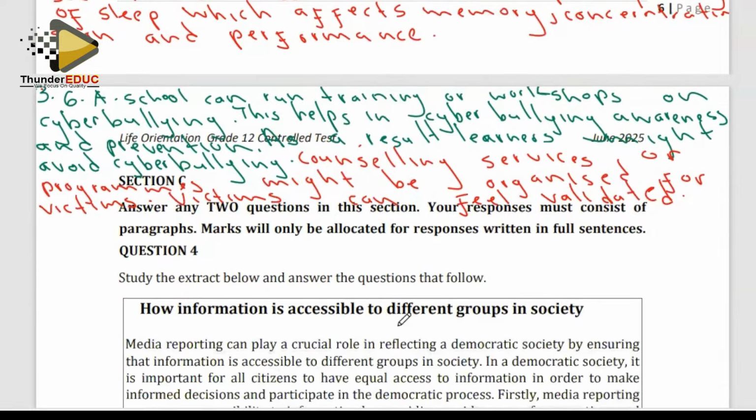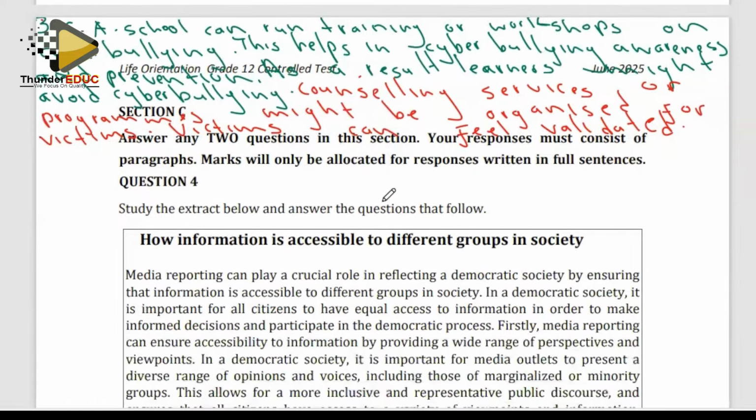All right, section C. Let's first read the instruction for section C. Section C requires us to answer two questions. Your responses must be in the form of paragraphs. Marks will only be allocated for responses written in full sentences. So it is very, very important for you to write full sentences in this particular section.